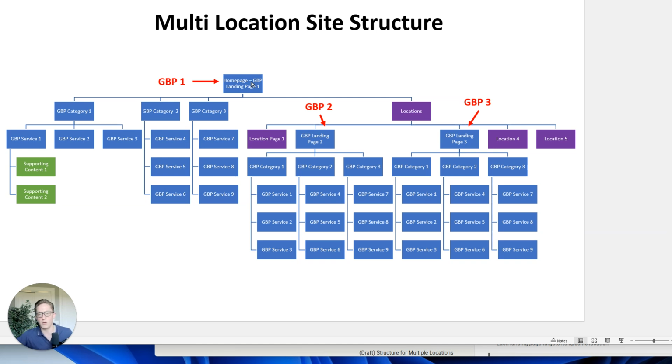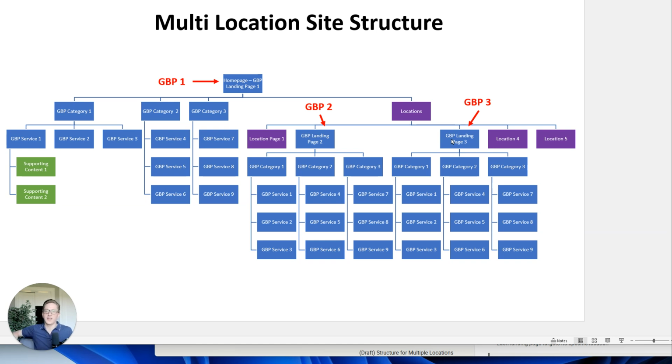The homepage is almost always the most powerful URL on your domain. So if you had a location in Chicago and then one in Algonquin and one in Naperville, the Chicago one is the one that we would point to the homepage. Algonquin and Naperville, we would point to 2 and 3.